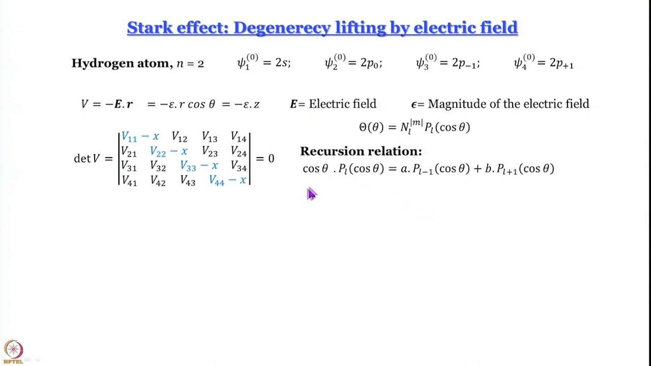Right. So, here our variable is cos theta. So, I have written cos theta multiplied by the Legendre polynomial in cos theta, and here I have written L because I am talking about hydrogen atoms. Sometimes by mistake I might have written J, please correct it when talking about hydrogen atoms. So, it is a linear sum of the polynomial in L minus 1 and polynomial in L plus 1. Okay. So, now what is your Vij? Vij is equal to minus epsilon r multiplied by Pi of cos theta, cos theta Pj of cos theta integrated over all function space.